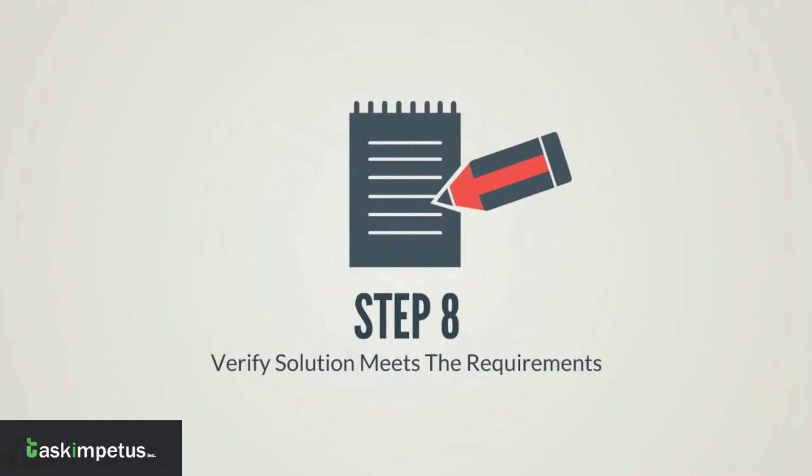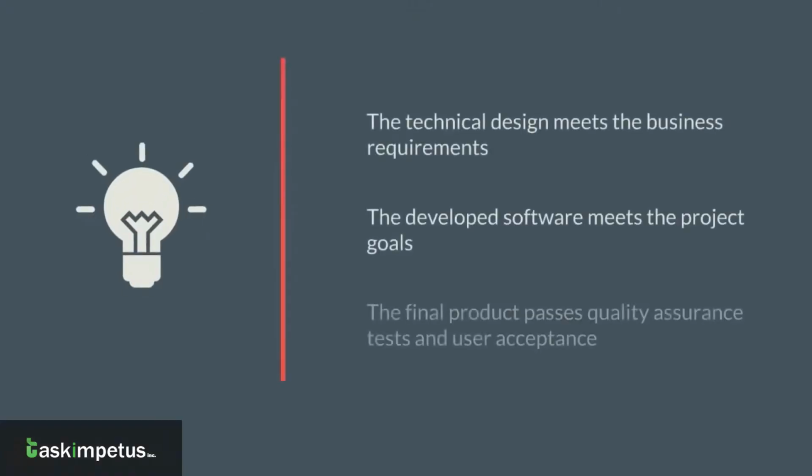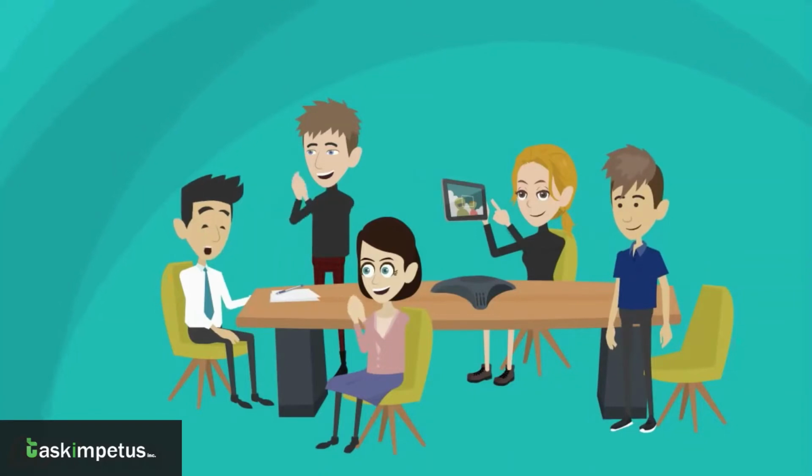Step 8. Verifying that the implemented solution meets the requirements. After the requirements handoff to the technical team, the BA works on ensuring that the technical design meets the business requirements and usability standards, the developed software meets the project goals, and the final product passes quality assurance tests and user acceptance.